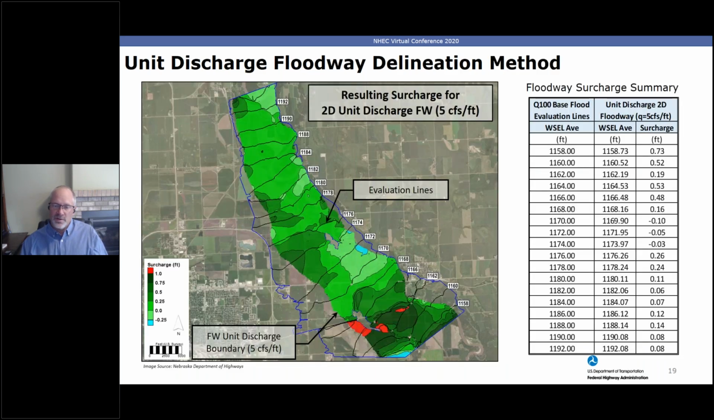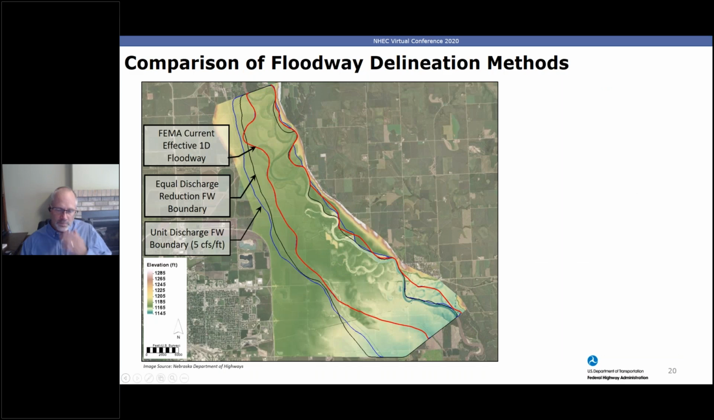Here's the results again, very similar approach. You see a color contour plot, a few red areas that exceed a foot, but as with the unit discharge method, none of those average surcharges exceed the allowable rise. Okay. Now on this last slide, I've got just the outer delineation of the floodplain limits for comparison purposes.